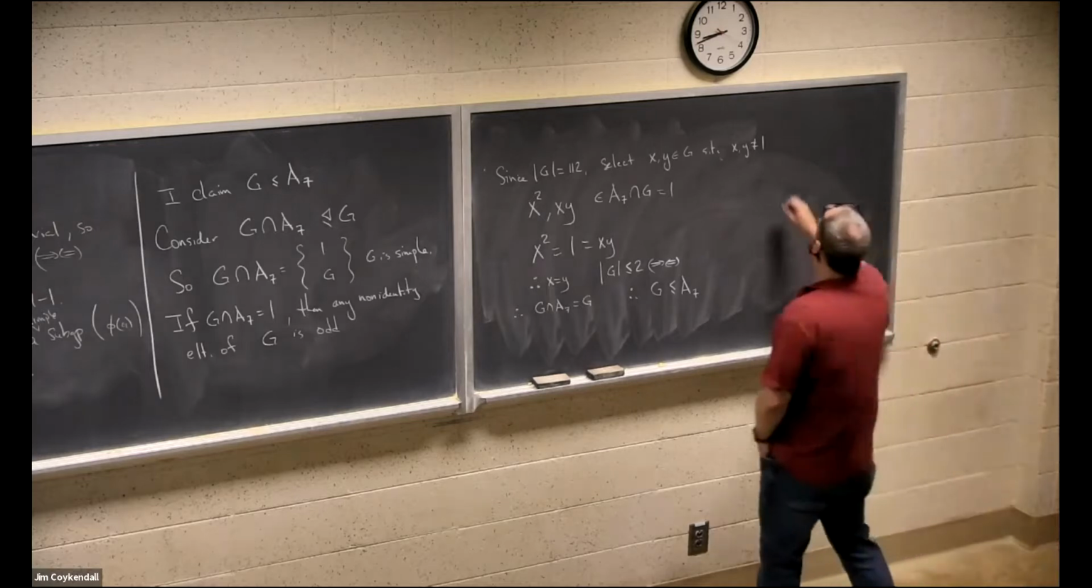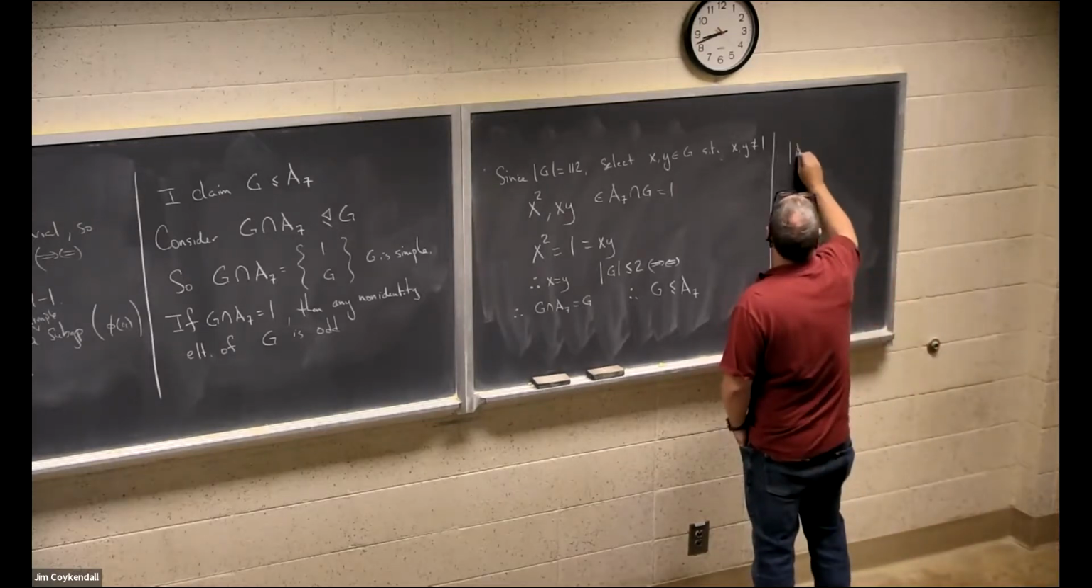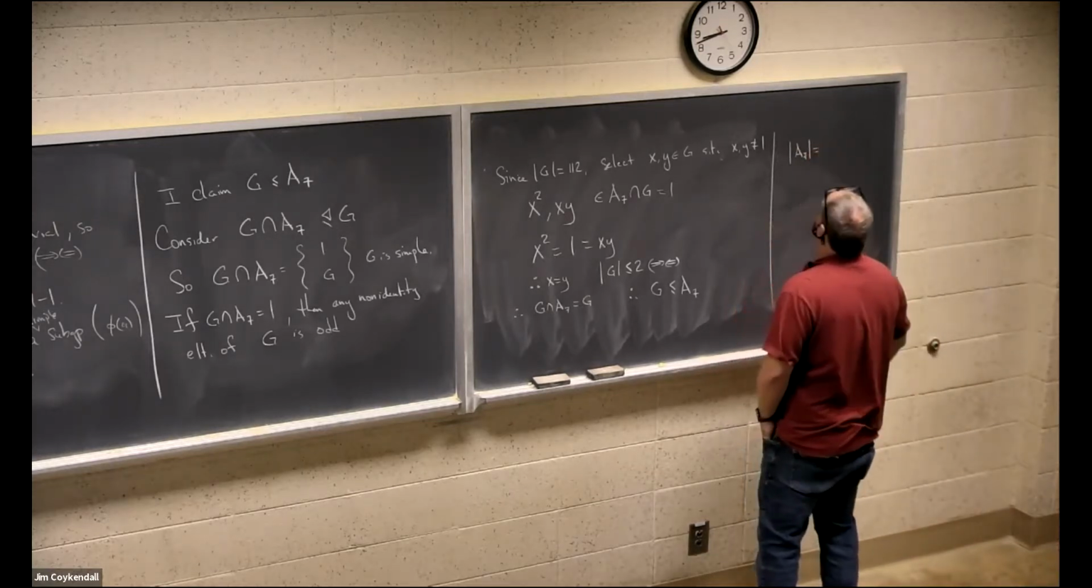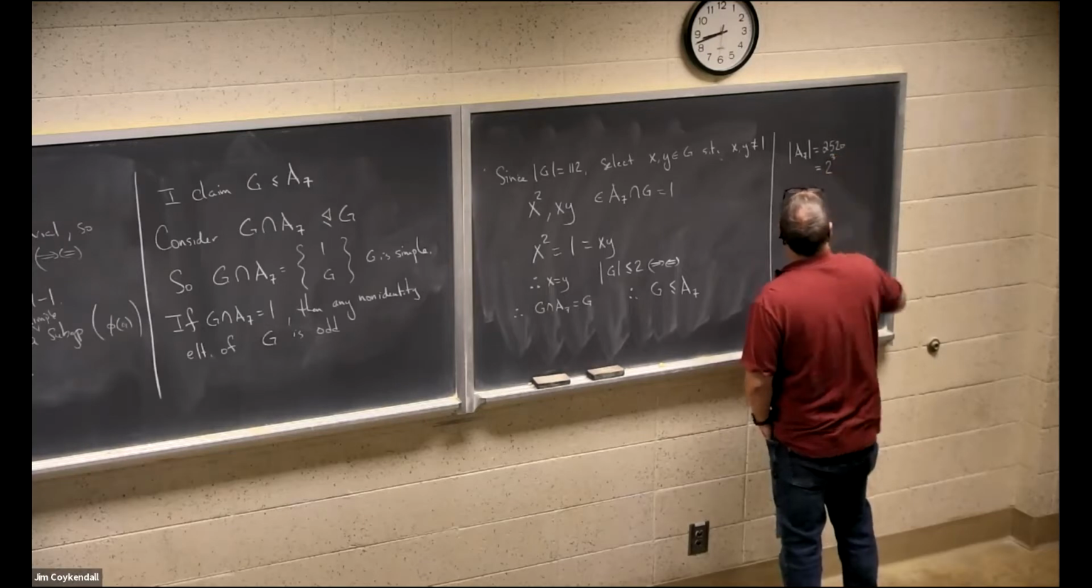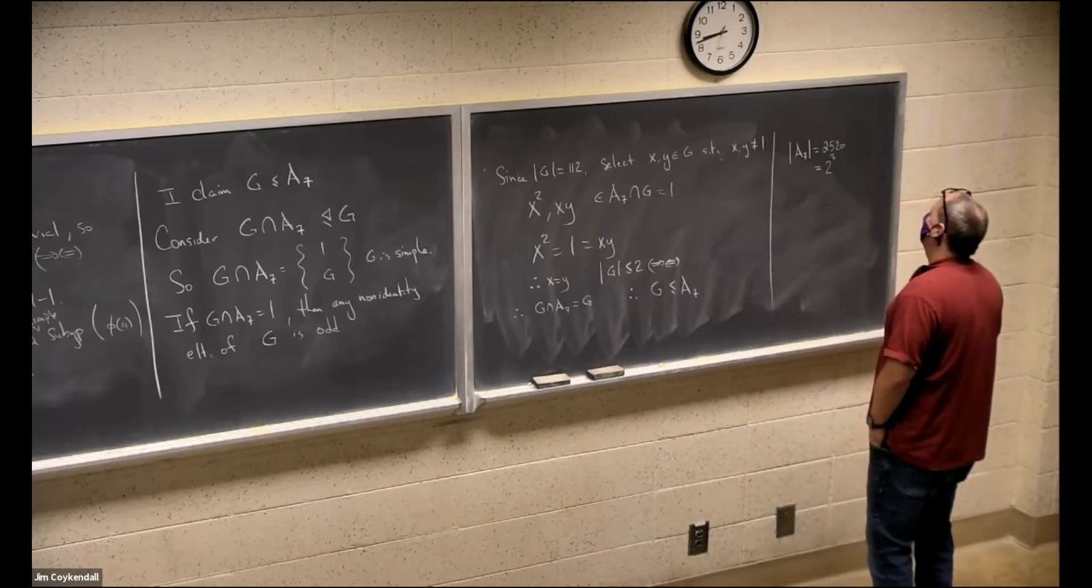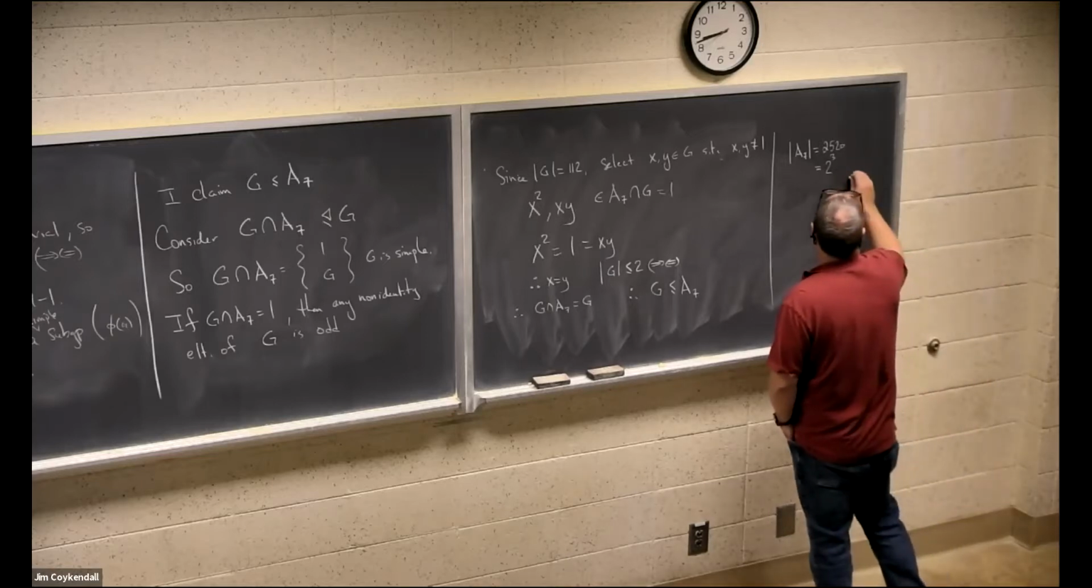Now, to finish this off, the order of A7 is whatever it is, 2,520, which factors as 2 cubed times 3 squared times 5 times 7.